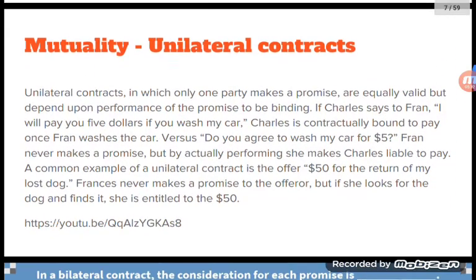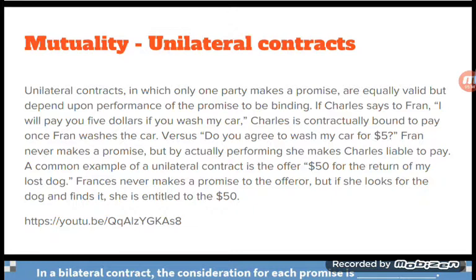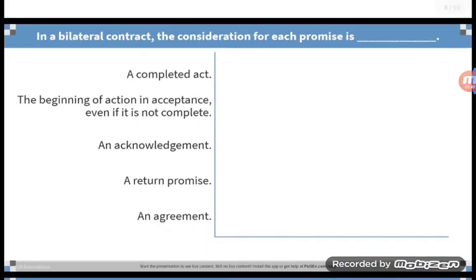Oh, and a bilateral contract is going to be a promise for a promise. It's going to be the more typical contract when you think about it, such as I will sell you my car, you will give me $500. My car, $500, contract between Dan and his best friend, Dan. In a bilateral contract, the consideration for each promise is a return promise. It's a promise for a promise.